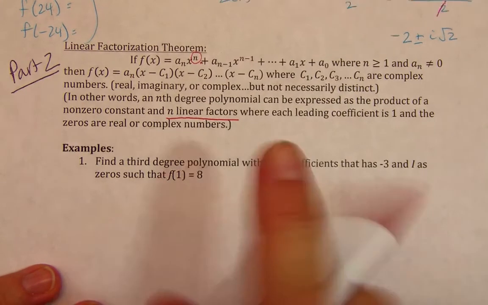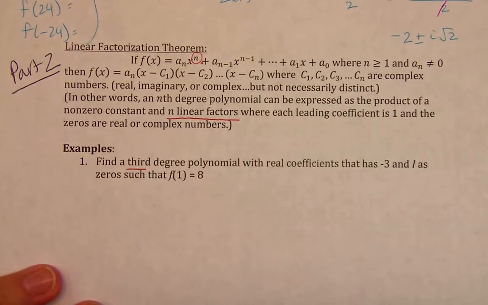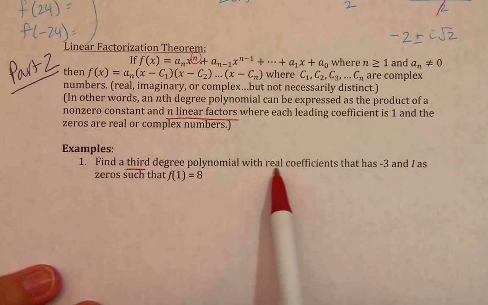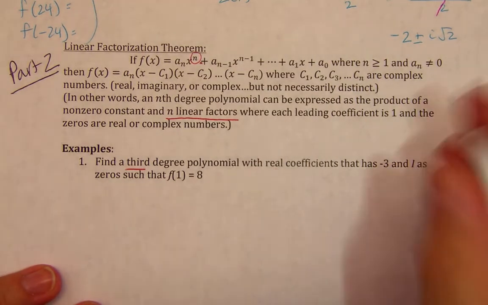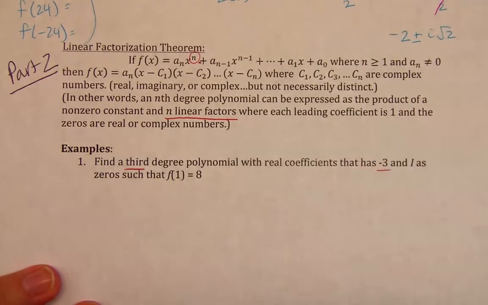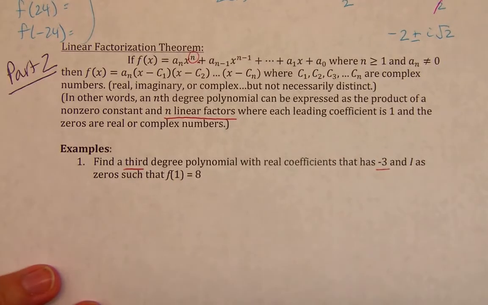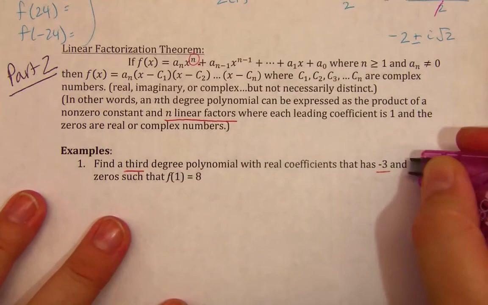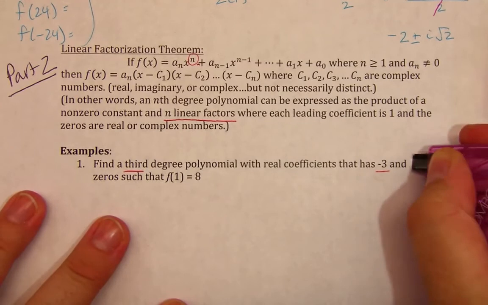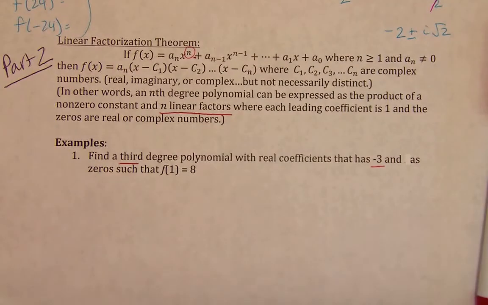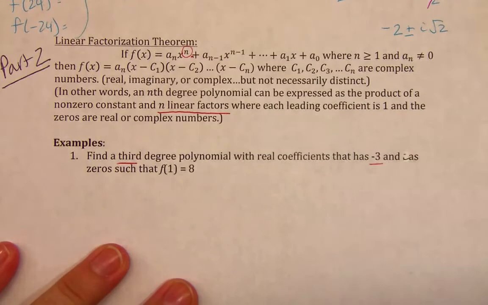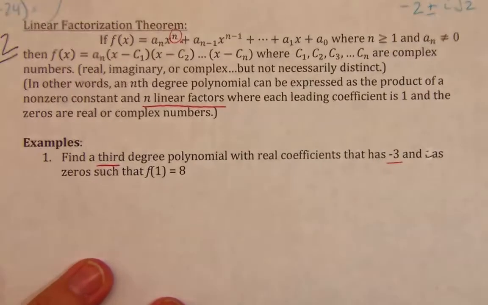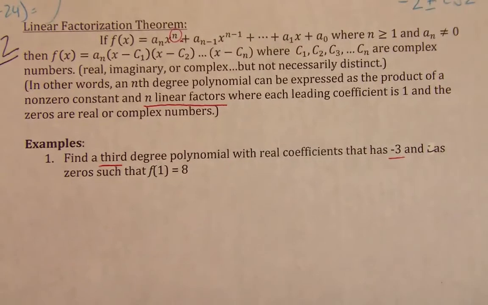So looking at our first example here, it says we have a 3rd degree polynomial, which tells us we're going to have 3 factors. And it says that we have real coefficients. And so it says we have one root is -3. One root, this should be a lowercase i here, like imaginary i. And we know that both of these terms here are roots. Now that tells us part of our answer.